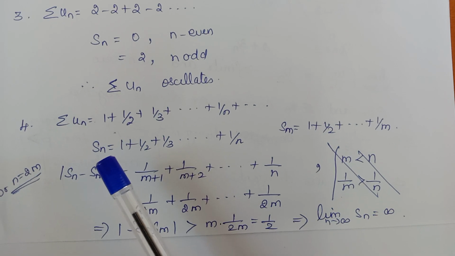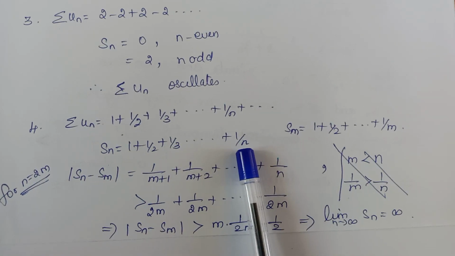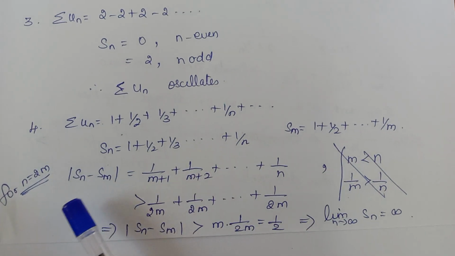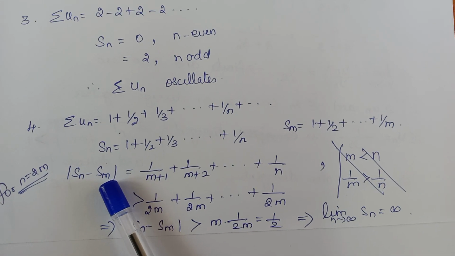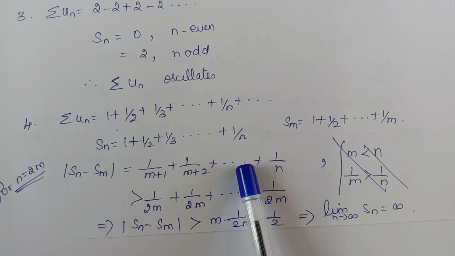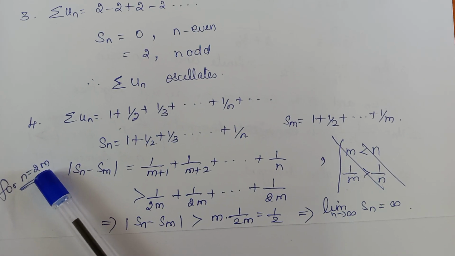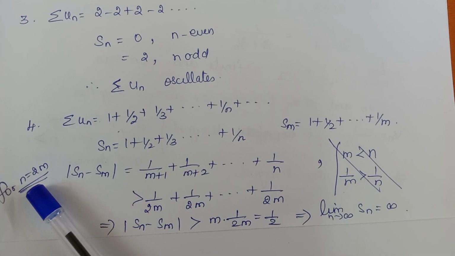Now let me consider the partial sums Sn and Sm. Sn means sum up to the n terms, Sm means sum up to the m terms. Now consider modulus Sn minus Sm. So it will be what? 1 by m plus 1 plus 1 by m plus 2 plus etc. up to 1 by n. Okay, in particular, if I take n equal to 2m, in that case, what will happen?